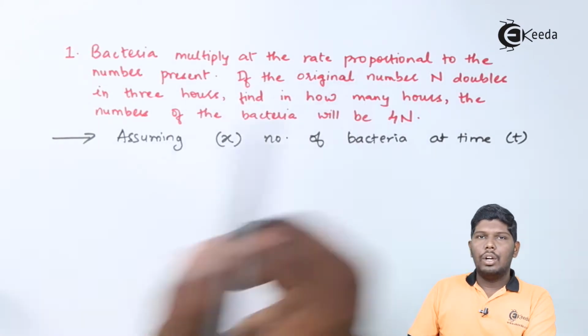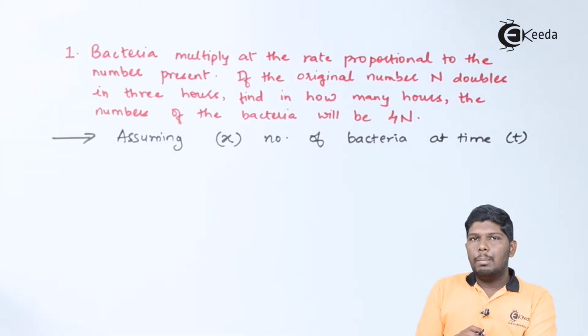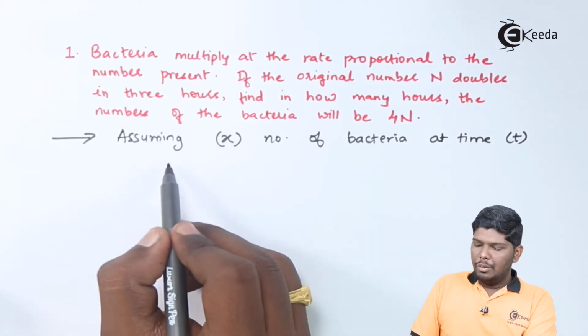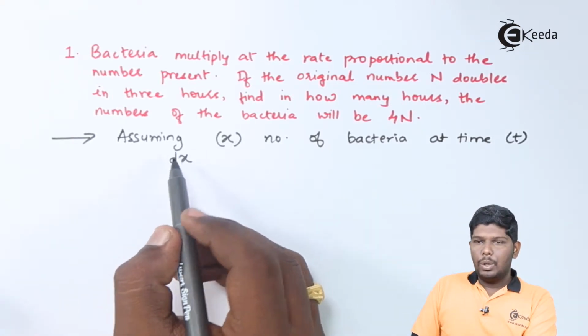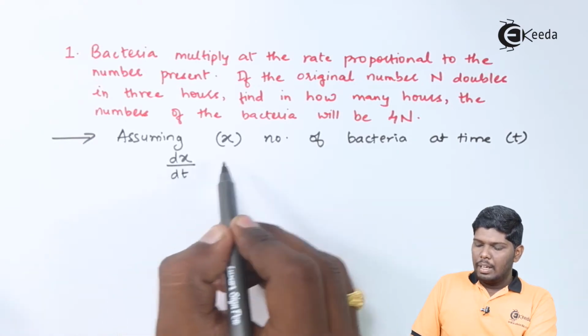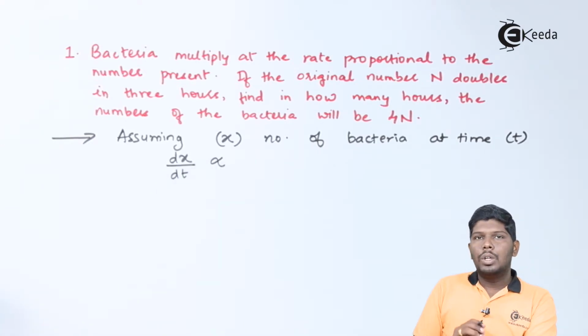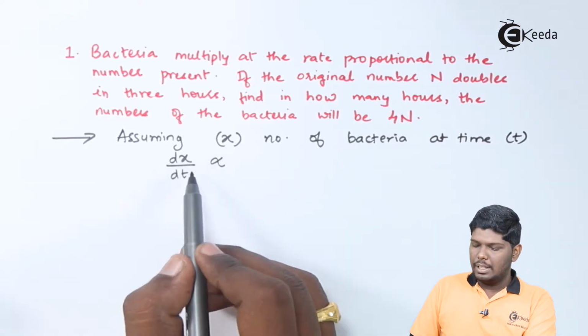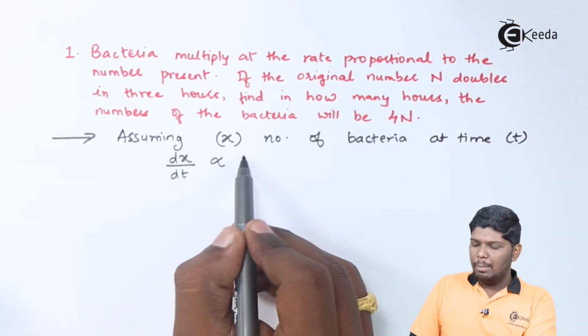Bacteria multiply at the rate proportional. So change in number of bacteria with respect to time. Change in number of bacteria, that will be dx, with respect to time, that will be dt, is directly proportional to the number of bacteria present. Number of bacteria, we have assumed that it is x. So dx by dt is directly proportional to x.